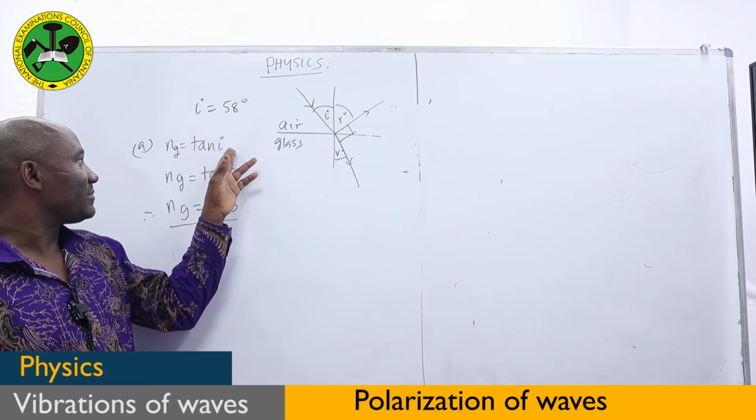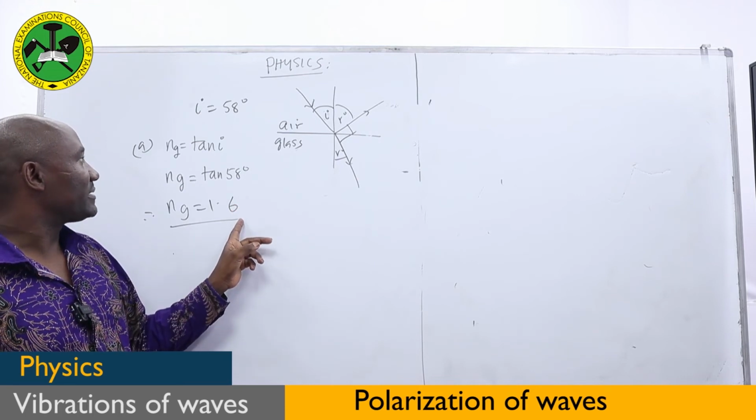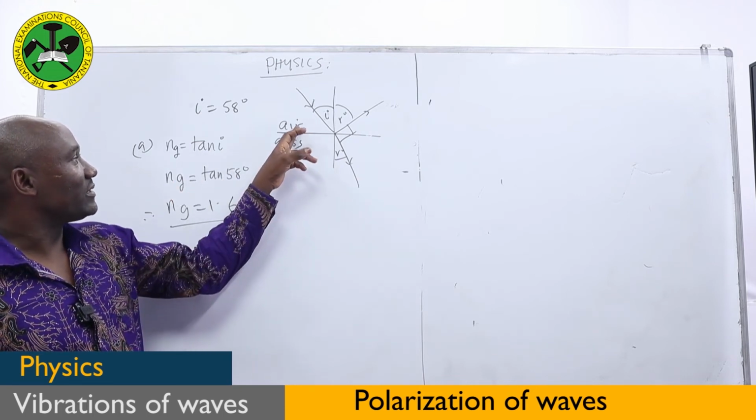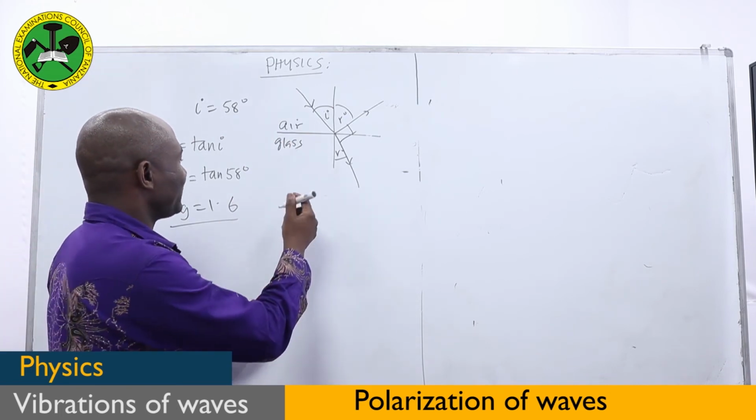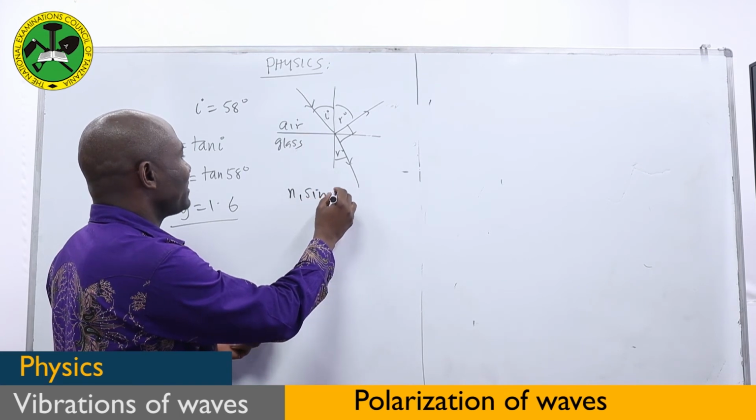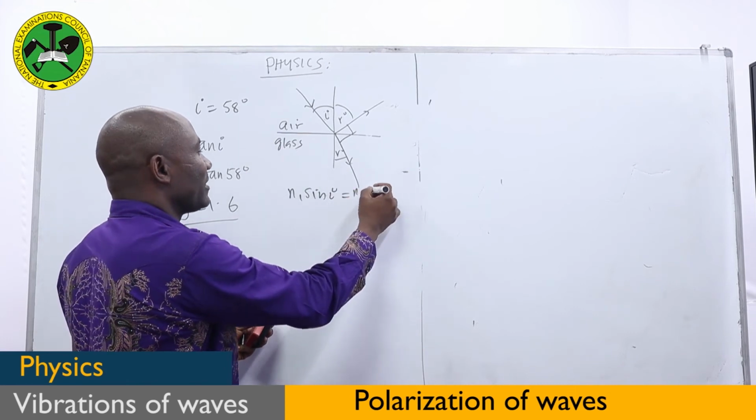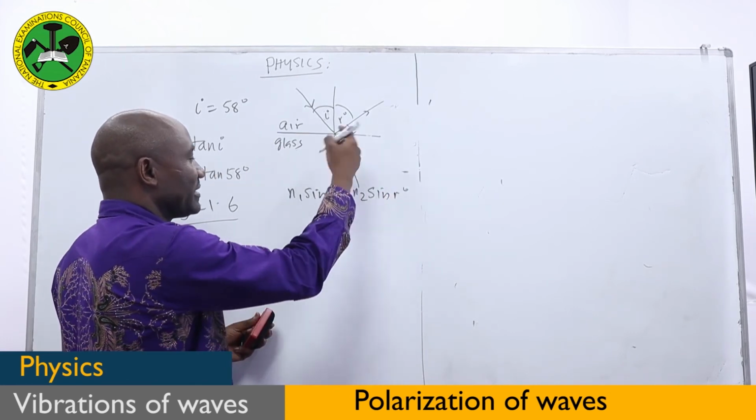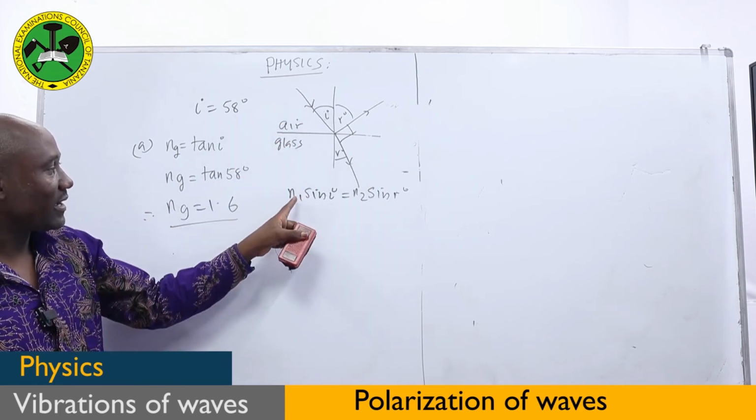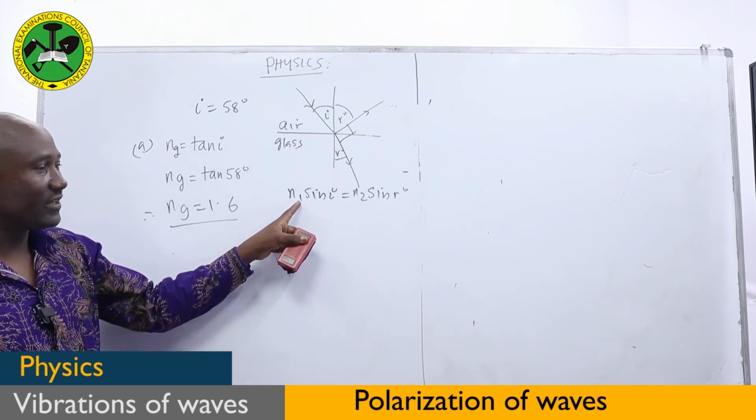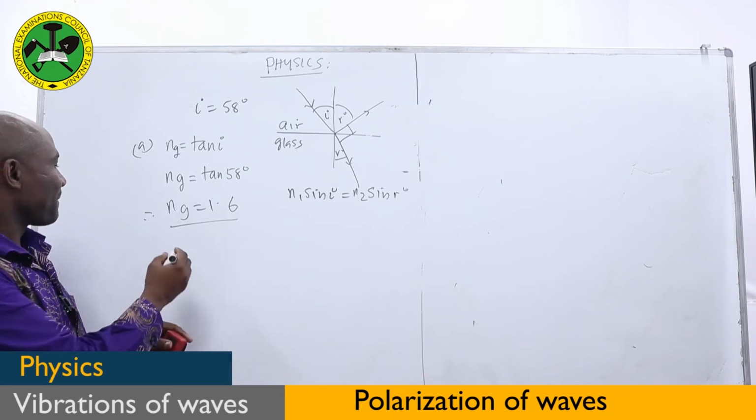From there, you can apply the concept of polarization to get the value 1.6. But mind you, if the question is not talking about air, you are supposed to start from n1 sine of the angle of incidence in the first medium equals n2, the refractive index of the second medium, times the sine of the angle of refraction in the second medium. But here, since the first medium is air, the refractive index of air is 1. And we have used that to get 1.6.